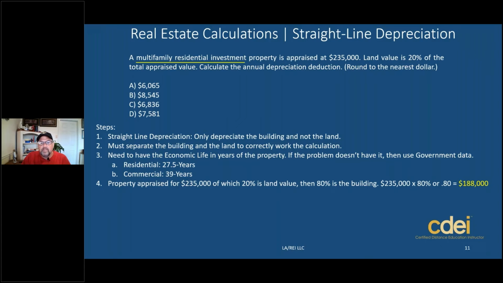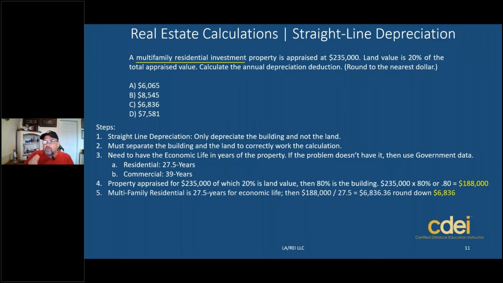Now I'm just wanting to get the annual depreciation deduction. Again, it says to round to the nearest dollar. So I see the building is worth 188,000. Now I can depreciate that at my economic life of 27.5 years. I'm just going to divide it. So 188,000, the value of the building, divided by the economic life of 27.5 years. Each year, this building depreciates $6,836.36. Of course, they say round to the nearest dollar, so I'm going to round down. $6,836 per year the government is allowing you to reinvest in the property to maintain it.